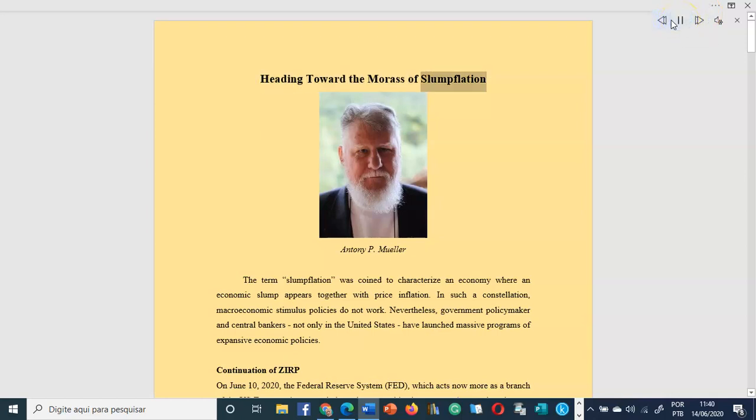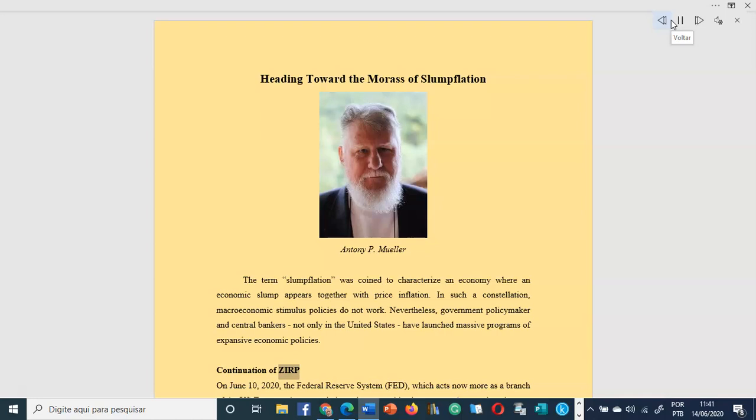Heading toward the morass of slumpflation. Anthony P. Mueller. The term slumpflation was coined to characterize an economy where an economic slump appears together with price inflation. In such a constellation, macroeconomic stimulus policies do not work. Nevertheless, government policymakers and central bankers, not only in the United States, have launched massive programs of expansive economic policies.